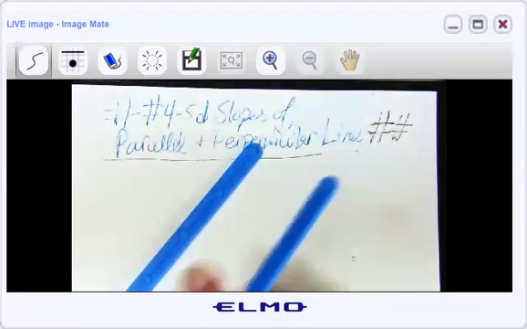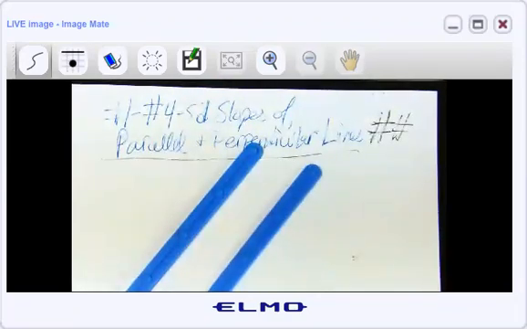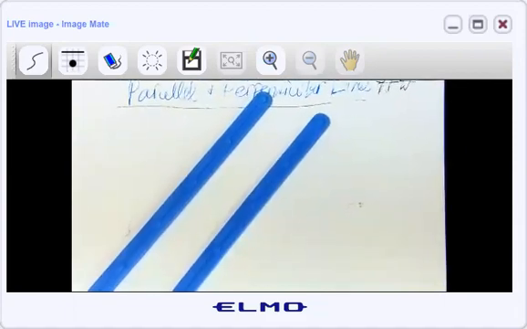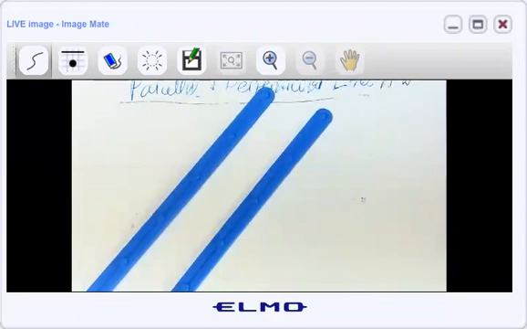Remember what parallel lines are. They are two lines that are in the same plane, right? That never cross each other. So, what do you think is going to be true about the slopes of these two lines? You might remember from algebra. Anybody remember what's true about the slopes of parallel lines? They're the same. They're literally exactly the same.